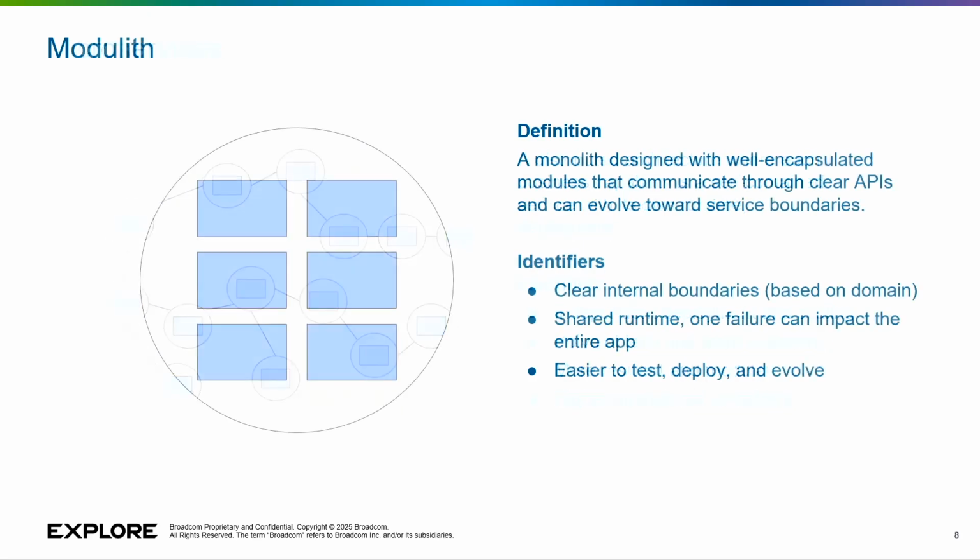So we're going to introduce something today called a modulith. Basically, it is a monolith designed with well-encapsulated modules. We're going to talk more about how we do that: modules communicate through clear APIs and can evolve towards any boundaries. The cool part is we get those clear internal boundaries. The disadvantage is it still has the same problem as a monolith, that if one part fails, it might bring down the whole app. But it's easier to test, deploy, and evolve.